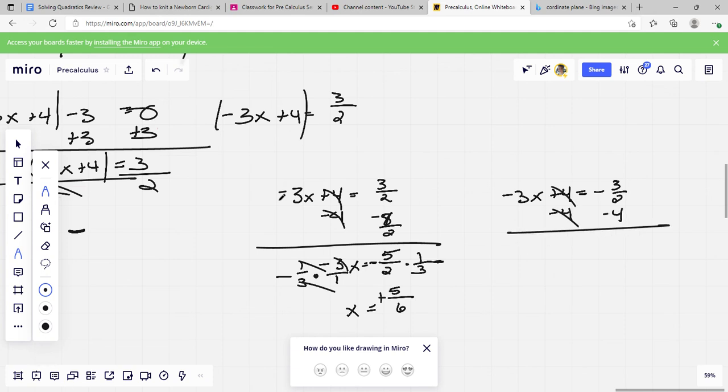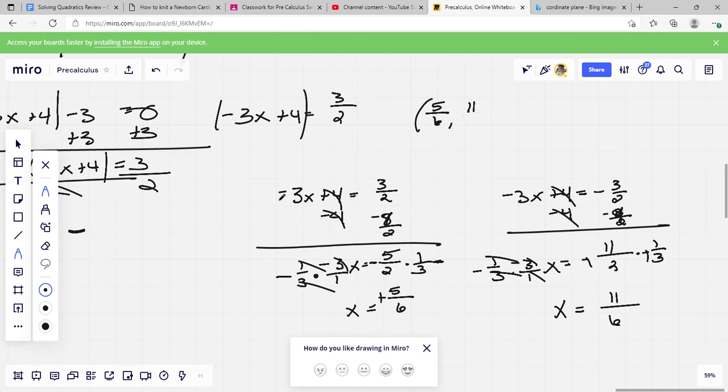All right, this would be the same thing as 8 over 2. 8, 9, 10, 11 over 2, and that's negative 3 over 1 x equals, and then I just flip this and multiply, cancel, cancel, cancel. Negative times a negative is going to make a positive 11 over 6. All right, so it is 5 over 6 and 11 over 6 is the answer.